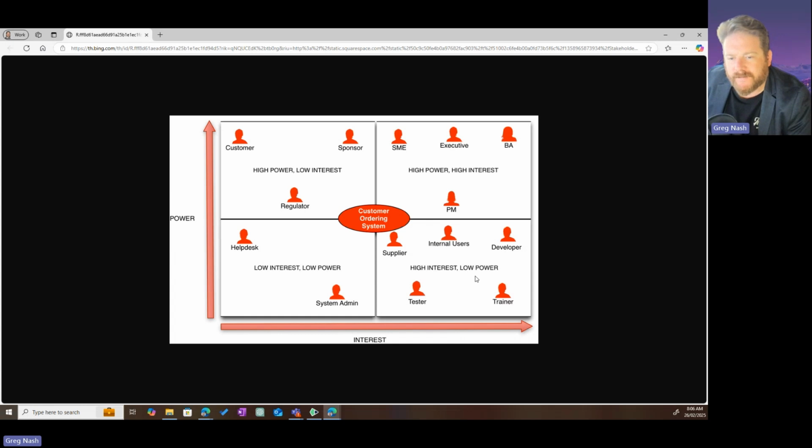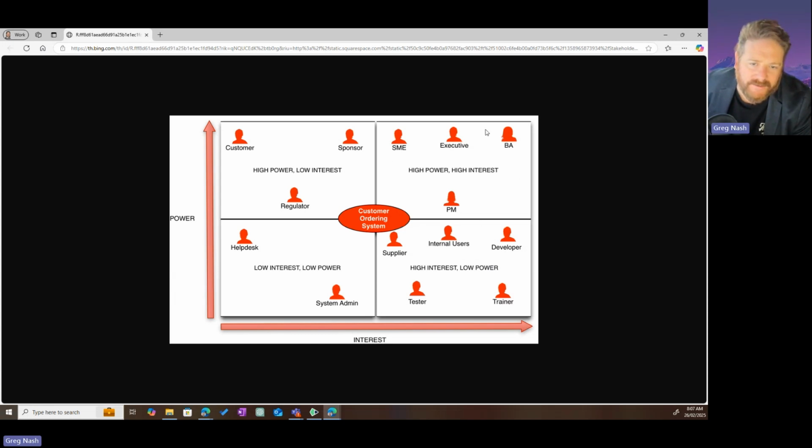So your users might be high interest because they have to use the system. You might be changing the way that they do their reporting. You might be changing the way they run their meetings. You might be changing the different bits and pieces about what they're doing. So they're high interest, but they don't necessarily have a lot of power in the way it gets delivered. Whereas these people are both involved in the project, so they're high interest and potentially high power, and they could be an SME, an executive, a BA, and a PM. So at a minimum, you need to ensure that you're covering the high power, high interest people.